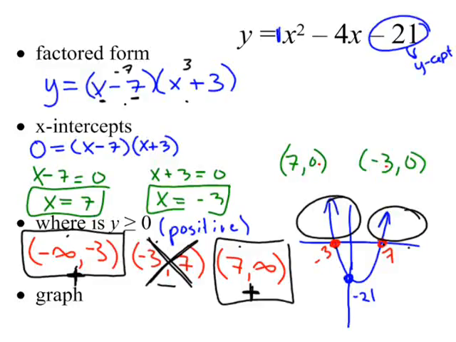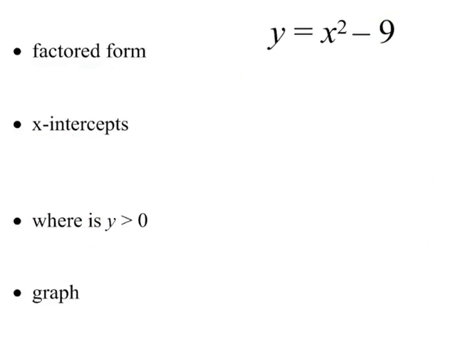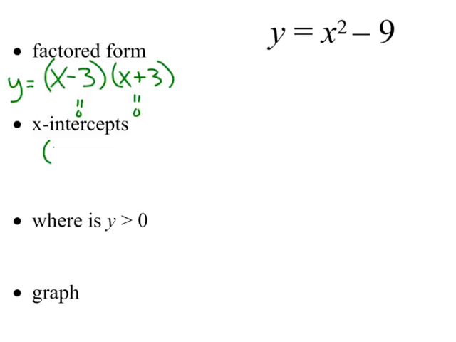All right, let's try another one. x squared minus 9. So first thing we do is factor it. So it's the difference of squares. So it's just x minus 3, x plus 3. And so if you want to find your intercepts, you set each one of these factors equal to 0, and you end up with +3 and -3.